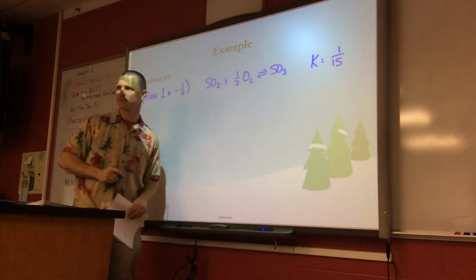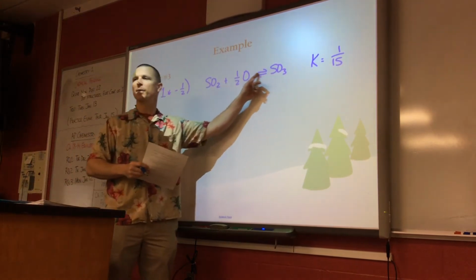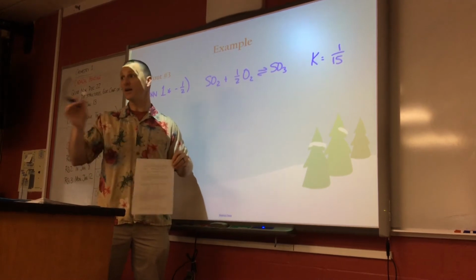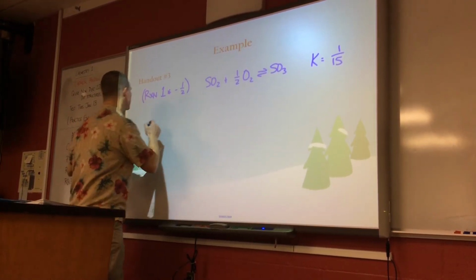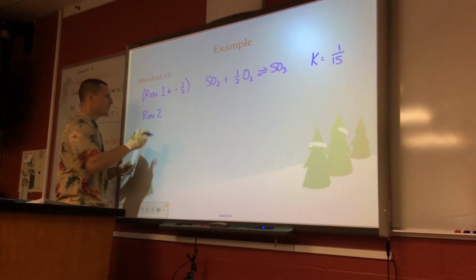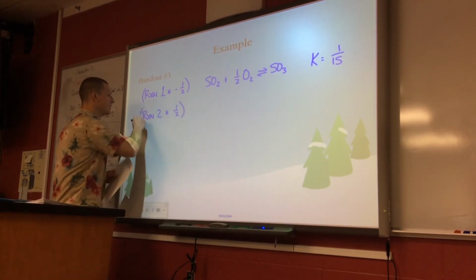Because we had to divide the coefficients by 2, that means you take the square root of the K value. Don't divide it by 2, take the square root of it with K's. And then reaction 2, do we have to do anything with reaction 2? We have to divide by 2. I'm going to say times 1/2.